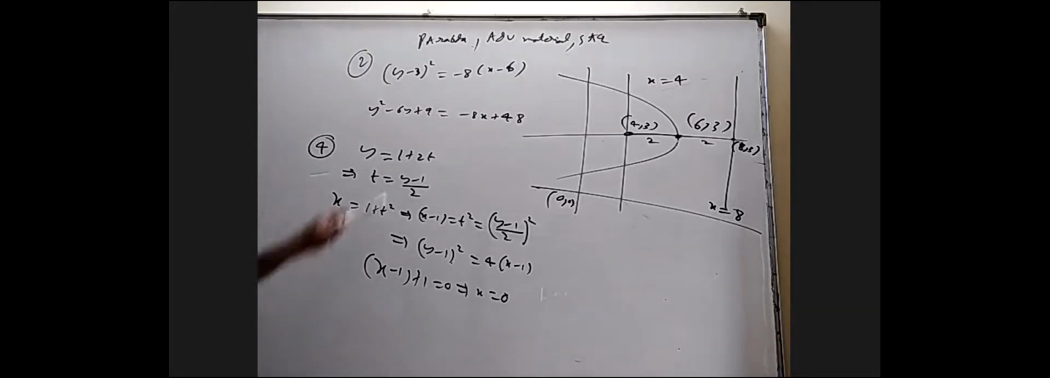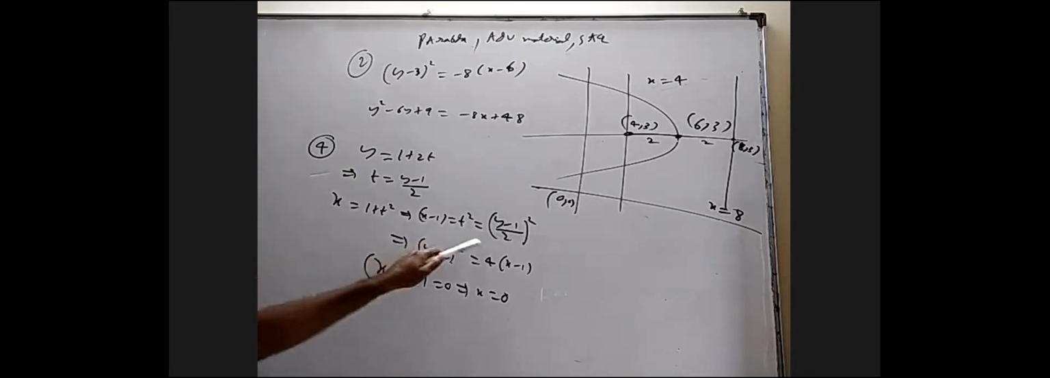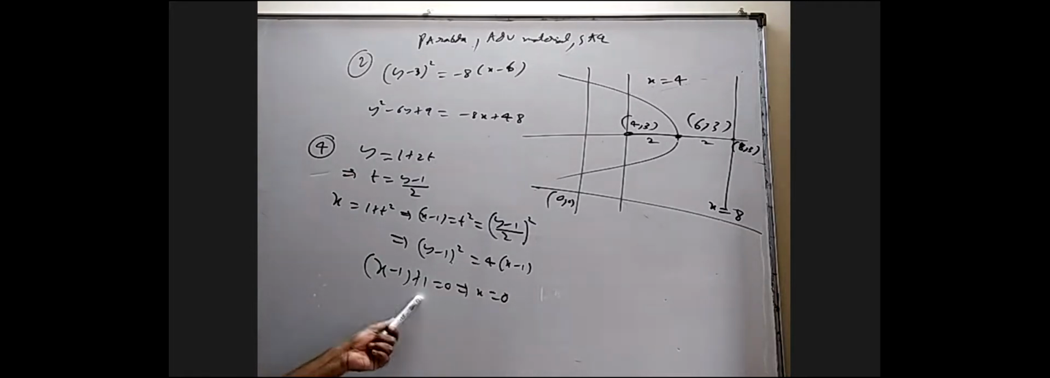Okay, so they gave x and y in terms of t. We found t from the y relation and substituted here. Then, as in one of the standard equations, (y minus k) whole square equal to 4a into (x minus h). Directrix is normally x plus a equal to 0. Now we have to replace x with x minus 1.